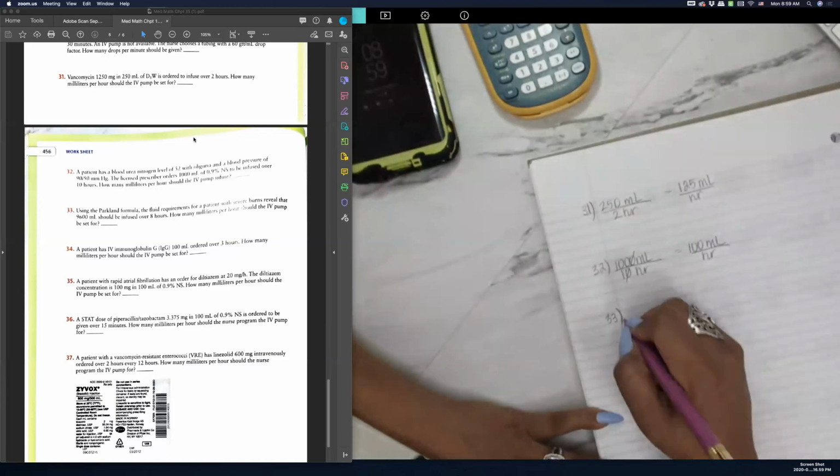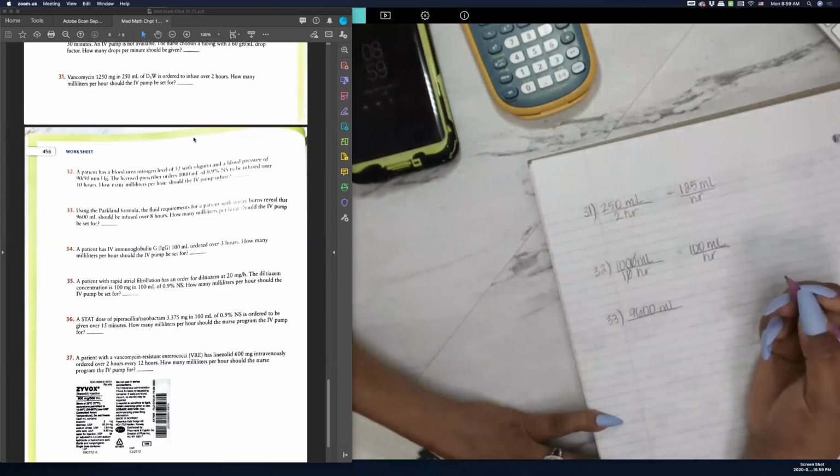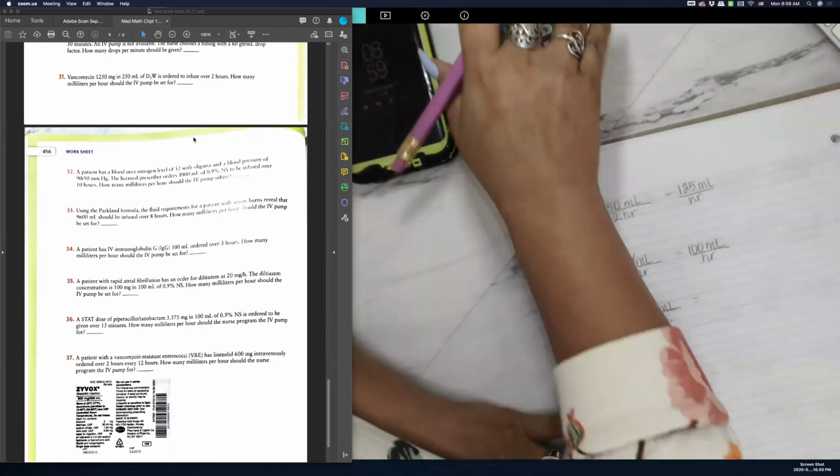Using the Parkland formula, the fluid requirements for a patient with severe burns reveal that 9,600 milliliters should be infused over 8 hours. How many milliliters per hour? So you're just going to take 9,600 and divide it by 8. And that's going to give you 1,200 milliliters per hour.